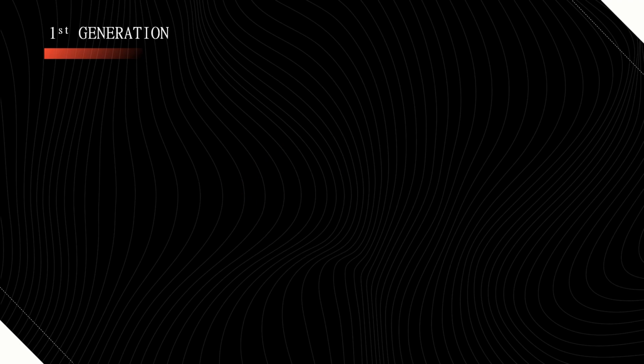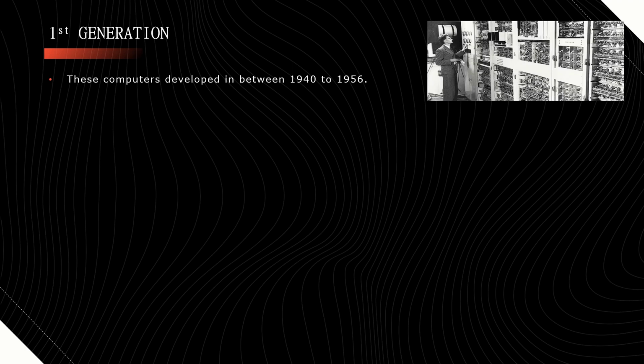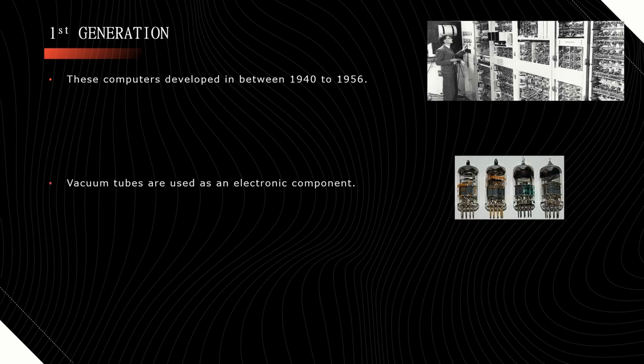First generation. In the time period 1940 to 1956, the first generation computers are developed. In this, vacuum tubes are used as an electronic component. For one computer, we have to use nearly 18,000 vacuum tubes and 60,000 switches. And the weight of one computer is nearly 30 tons.